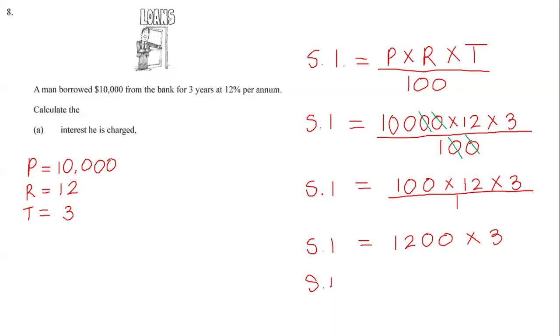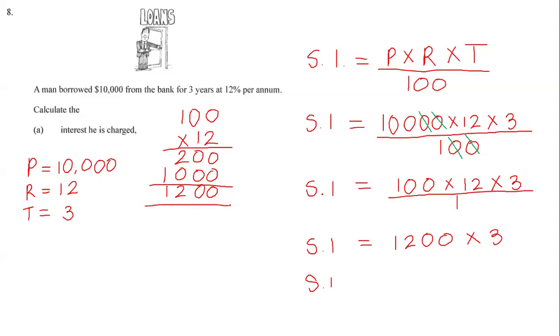Let me go ahead and multiply it all, for those who don't understand how we got it. 12 times 100: 2 times 0 is 0, 2 times 0 is 0, 2 times 1 is 2, 1 times 0 is 0, 1 times 0 is 0, 1 times 1 is 1. And so it's going to be 1,200.